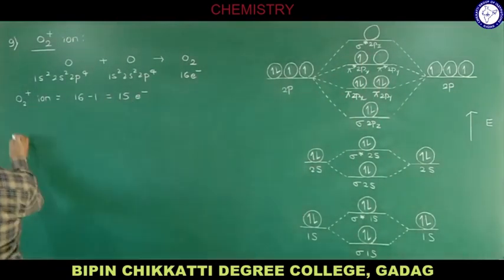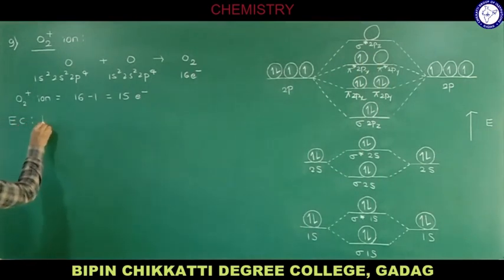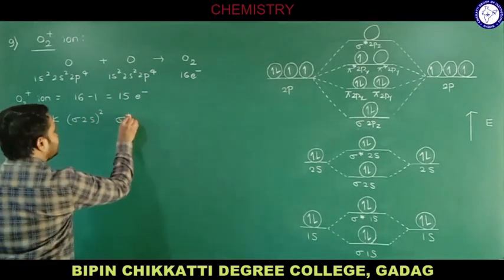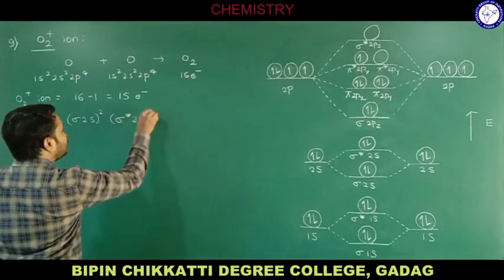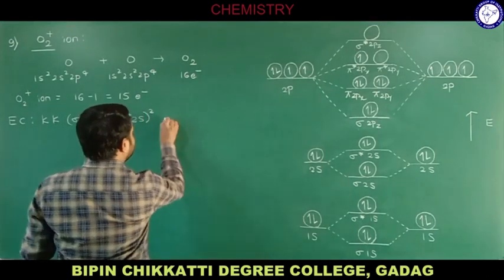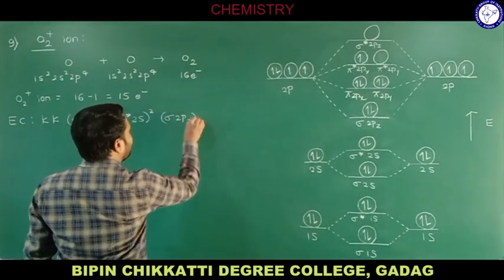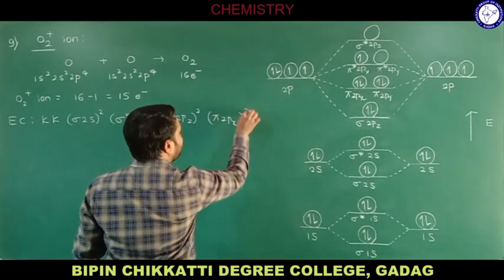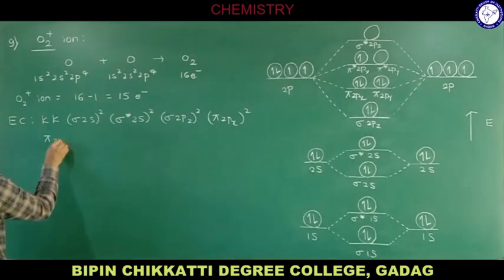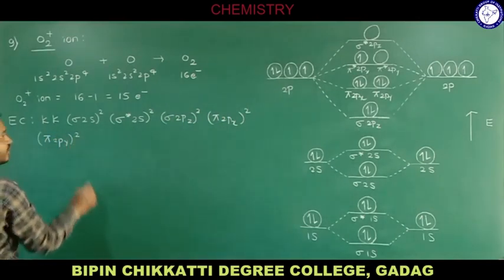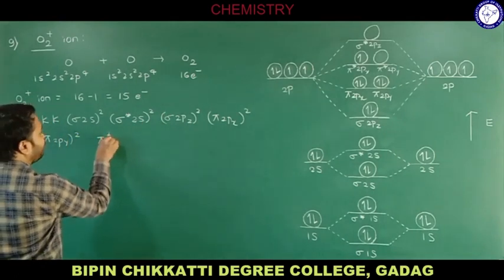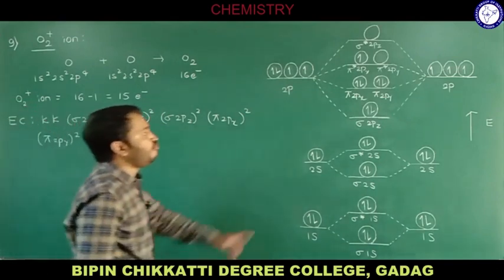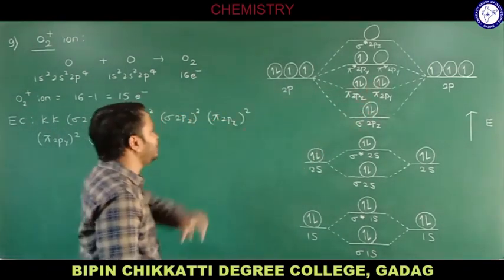Now we'll write the electronic configuration of that. The K shell is completely filled, sigma 2s 2 we have, and sigma star 2s 2 electrons we have. And now see, sigma 2pz, there also we have 2 electrons. Next will be pi 2px, 2 electrons over there, and pi 2py, 2 electrons over there. And next we have pi star 2px, but we have only one electron. You can fill this one electron in place of 2py also, since the energy will be the same.